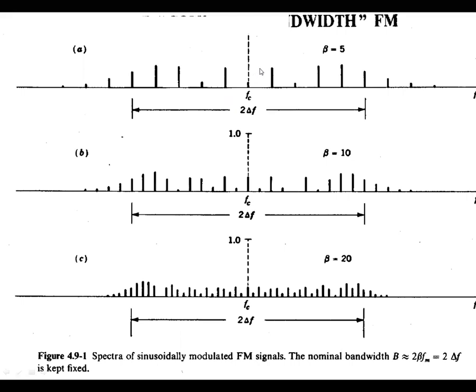If we can accommodate 5 here, in the same space we accommodate 10, and in the same space we accommodate 20. We do not increase that space, that is the bandwidth; we keep reducing the spacing. So we accommodate 5 in the same bandwidth, 10 in the same bandwidth, and 20 in the same bandwidth. This concept we call constant bandwidth FM. When the beta value increases, there is no change in the bandwidth. That is constant bandwidth FM.